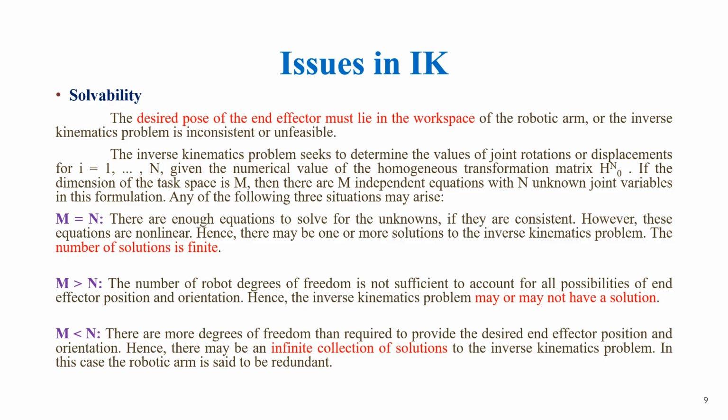Supposing you have an n degrees of freedom kinematic chain, and the inverse kinematic problem is to find the joint rotations or displacements, so you have to determine the transformation matrix, say H, from 0 to n, right? If the task space is m, then we need m independent equations so as to determine the n unknowns. In order to find the n unknowns, you need to have m independent equations.